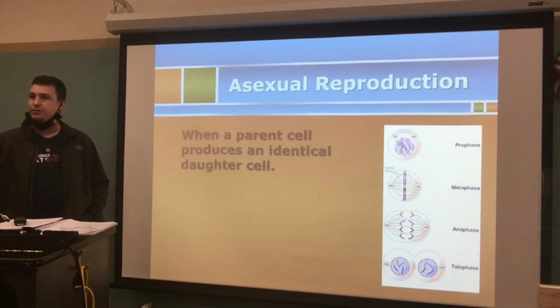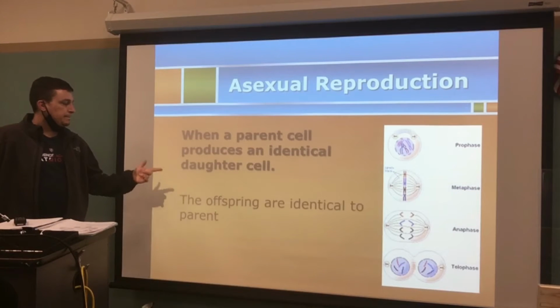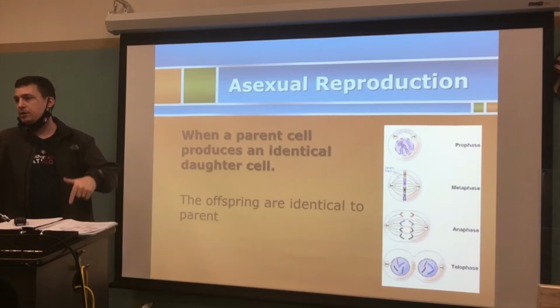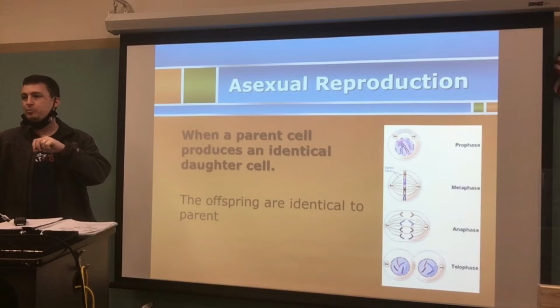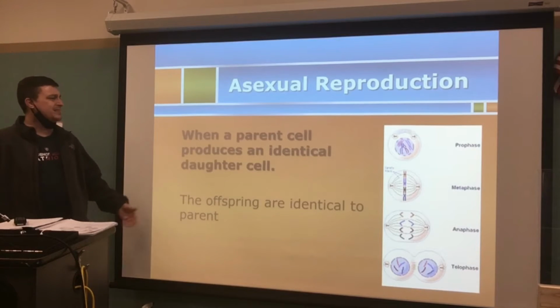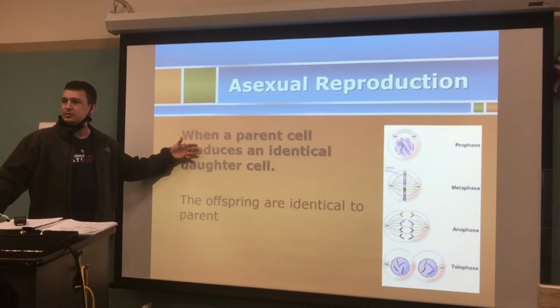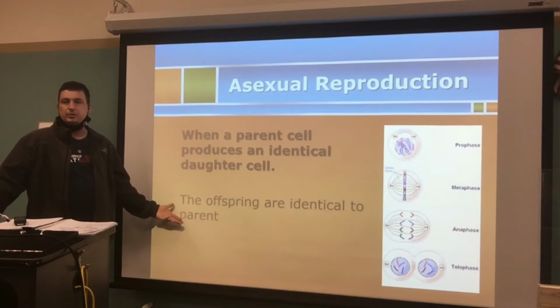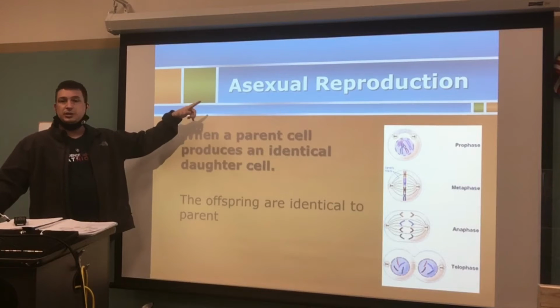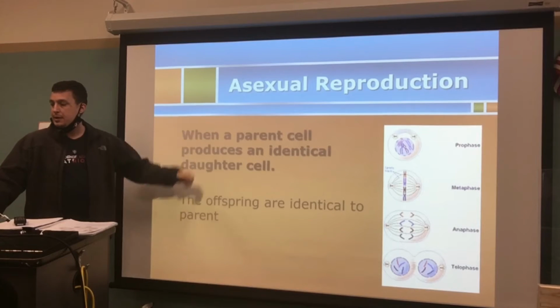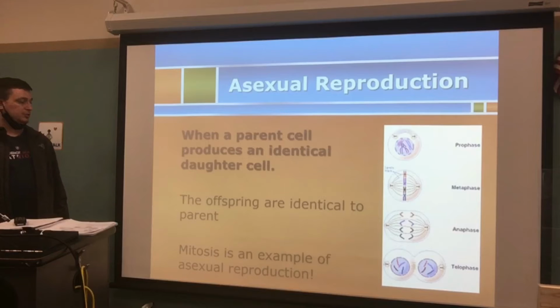All right, here are a few other things. The offspring is exactly like the parent, right? So the two new daughter cells that are produced are exactly like the original parent cell. That's kind of in this definition though, isn't it? So you don't necessarily need to add this to your notes, but just make sure you have a good working definition of asexual reproduction. All right, so really, mitosis is asexual reproduction, right?